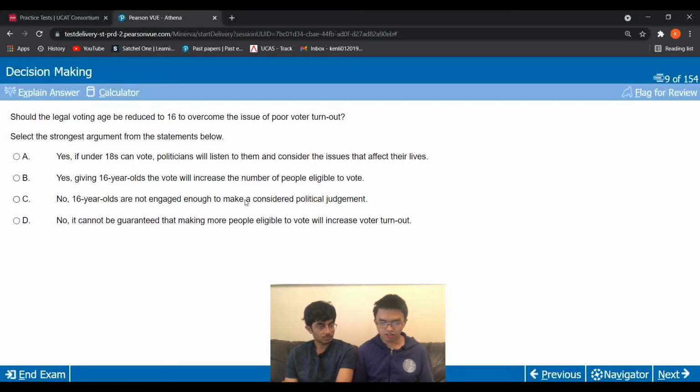Giving 16-year-olds the vote will increase the number of people eligible to vote. Yes, but that won't increase poor voter turnout. It will just increase the voter population. If under 18s can vote, politicians will listen to them. Well, that's not relevant because it's talking about 16-year-olds rather than under 18s. So that leaves the only correct answer being D.